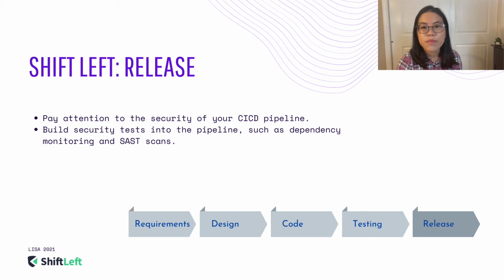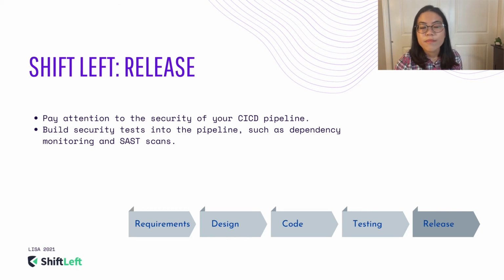You can also build in routine security tests such as dependency monitoring and SAST scans into the applications so that the application can continue to be monitored after deployment. So this concludes the first half of our presentation and a high-level overview of what you can do in each step of the software development lifecycle to secure your applications.